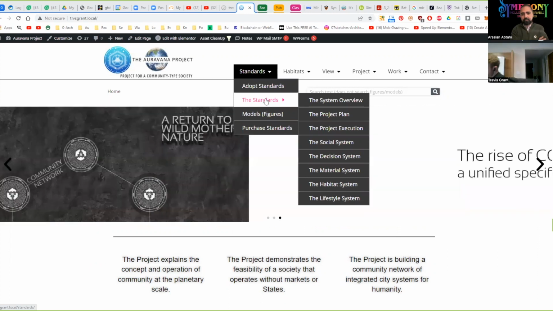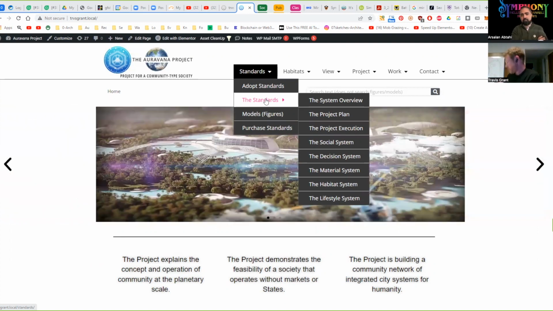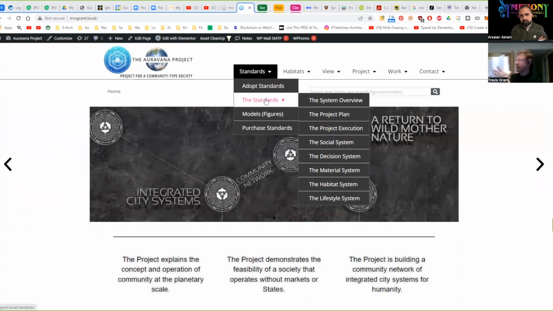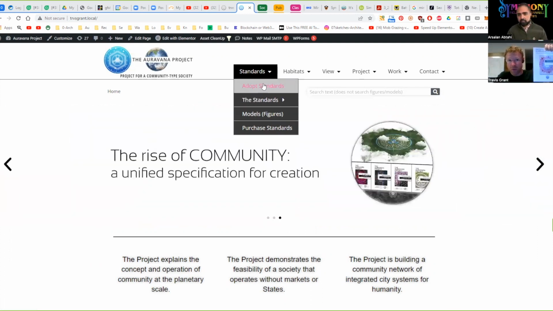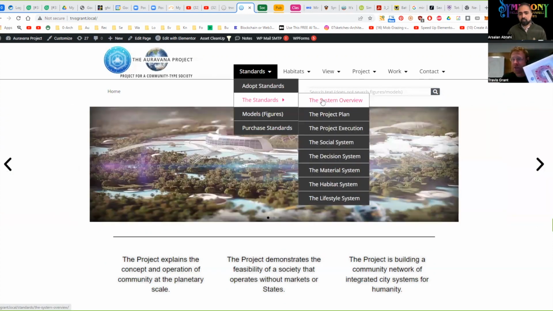So essentially the project is set up to develop a set of standards, and this is the current set of documentation standards for the project. This is the system overview. I'll walk you through the standards quickly. It's essentially a description of a different configuration of society.